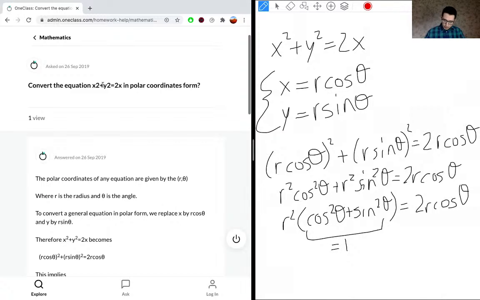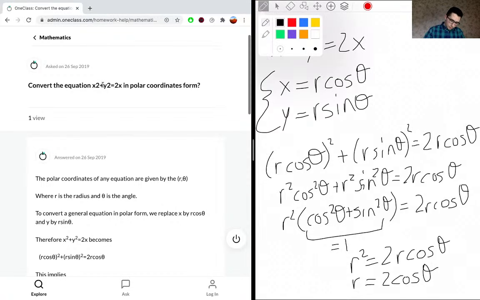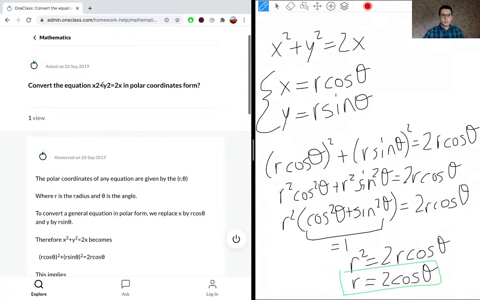So that means this simplifies to r squared equals 2r cos theta. And we can divide by r on both sides, so we'll actually end up with r equals 2 cos theta. And this is our final answer to converting the equation to polar coordinates.